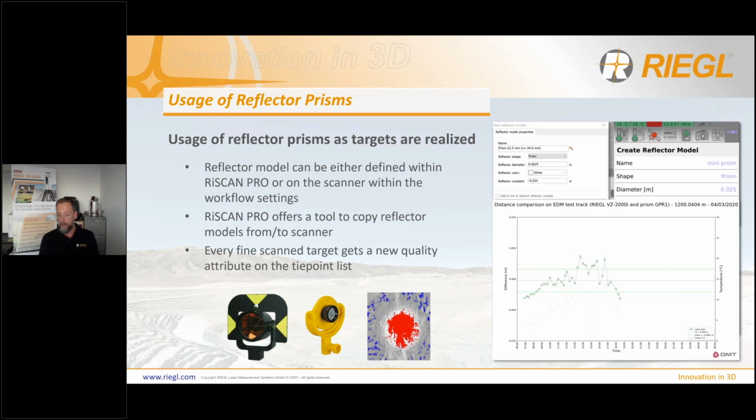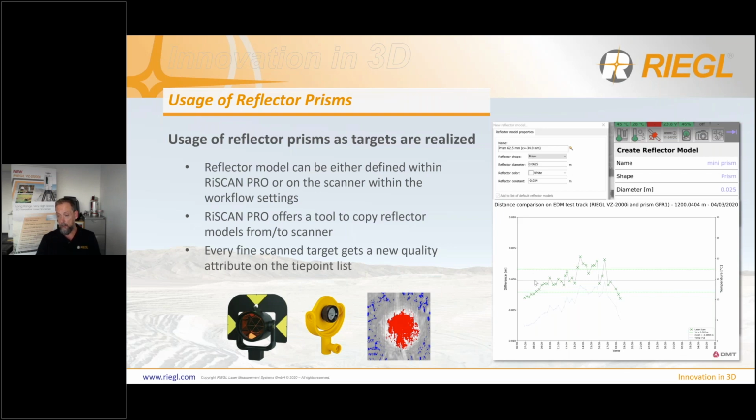One of our customers has tested the prism models and the accuracy on a well-defined test area. So they have mounted the scanner on a concrete pillar, another concrete pillar with a mounted prism, and they know exactly the range, 1,200.0404 meters. And they have fine scanned this prism the whole day from 7 o'clock in the morning till 7 p.m. in the evening. And you see on that long range, the range accuracy was within a few millimeters.